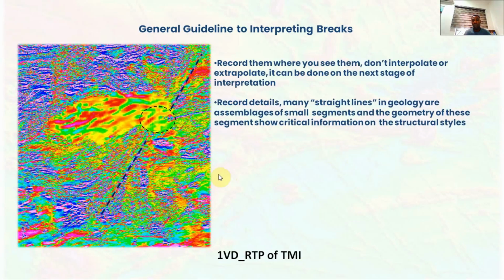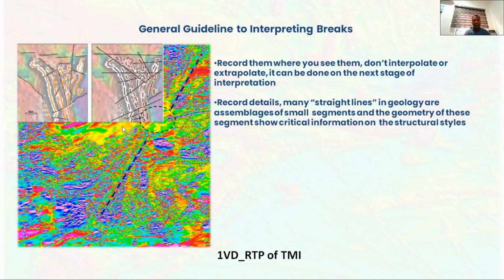Also, you need to actually record details. Many straight lines in geology are actually assemblages of small segments, and the geometry of these segments shows some critical information on the structural styles. So we need to understand that.